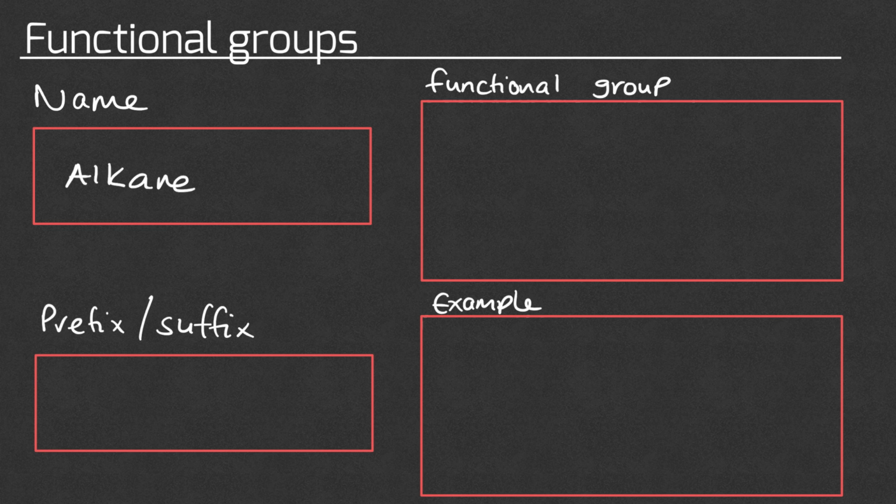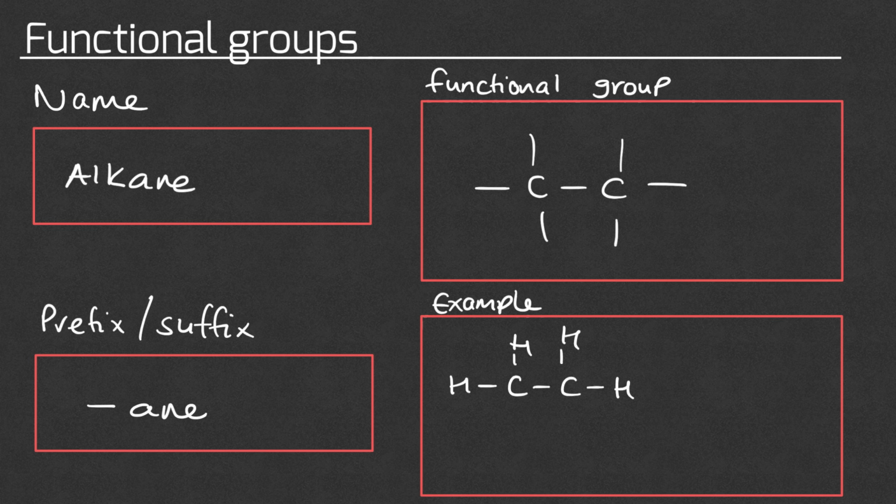We're going to start off by looking at alkanes. We use the suffix ane to represent an alkane in a molecule. And the functional group is simply carbons single bonded together. This will be something which you will have looked at before in GCSE. So this could be an example of an alkane. Here you can see that there's only the single bonds, just like we drew in the functional group above. And we would call this ethane. So you can see the suffix ane at the end, representing that this is an alkane.